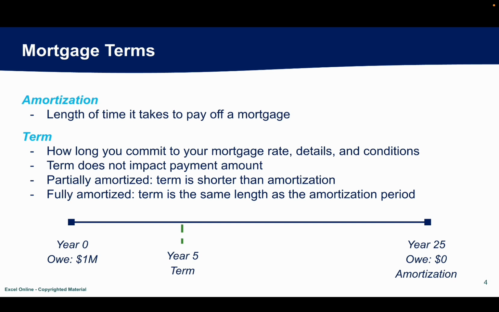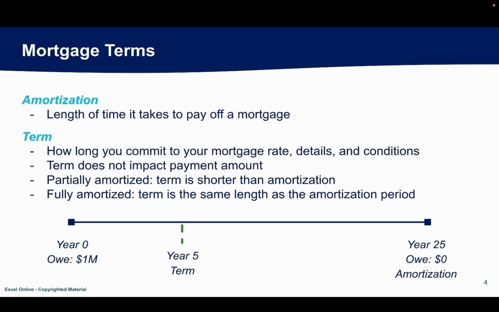Now, if the term is shorter than the whole amortization period, we call this loan a partially amortized mortgage. But if the term and the amortization are of the same length, we call this a fully amortized mortgage. And in this situation, the loan is fully paid off by the end of the term.